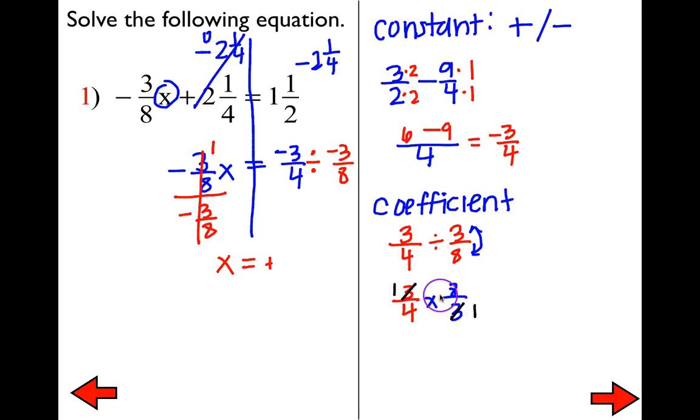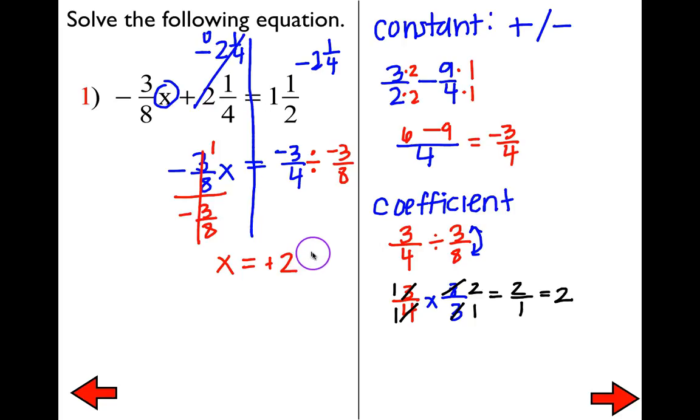4 and 8 have a 4 in common, so 4 divided by 4 is 1, 8 divided by 4 is a 2. So multiplying across, 1 times 2 is 2, 1 times 1 is 1, which is equivalent to 2. So I'm going to say that my answer is x equals positive 2.